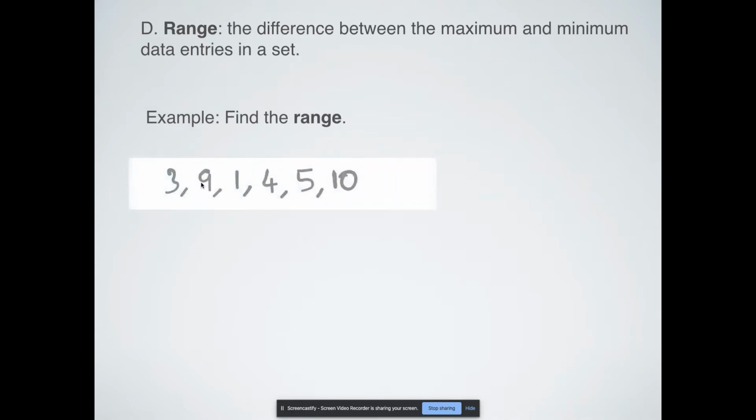Next, what about the range? The range is the difference between the maximum and minimum data entries in your set. So if we have this, what is our maximum? Our biggest number is 10 here. What's our minimum? Smallest number is 1. So we take the difference, meaning we subtract. So 10 minus 1 is 9. We have a range of 9 here.